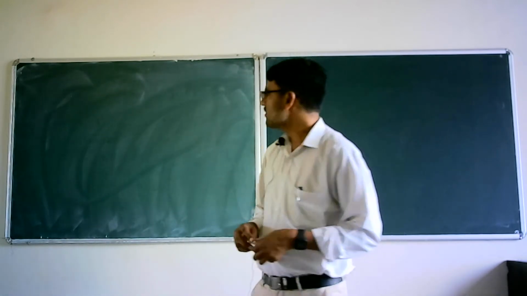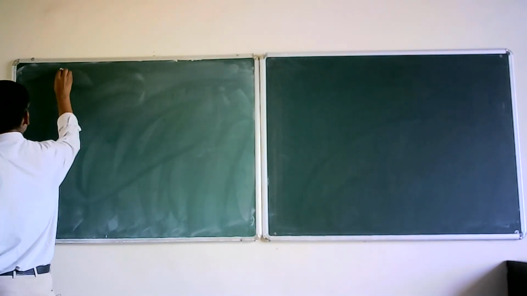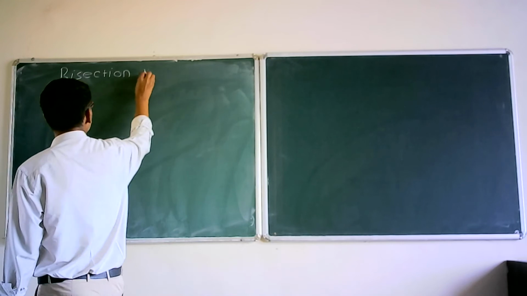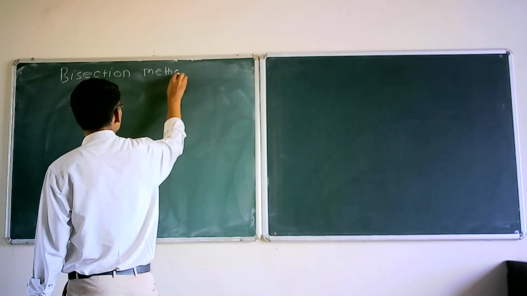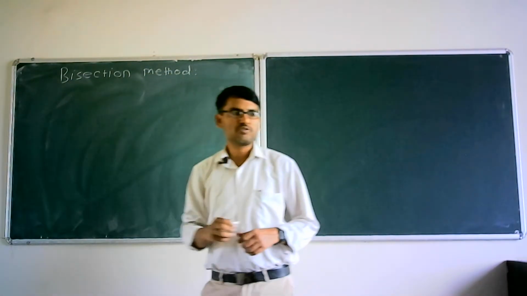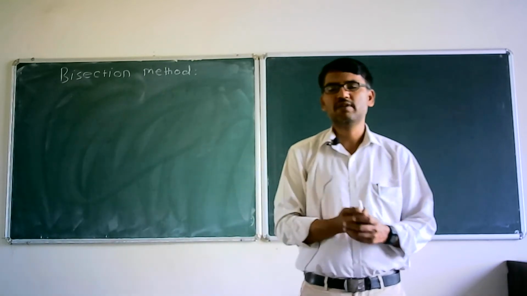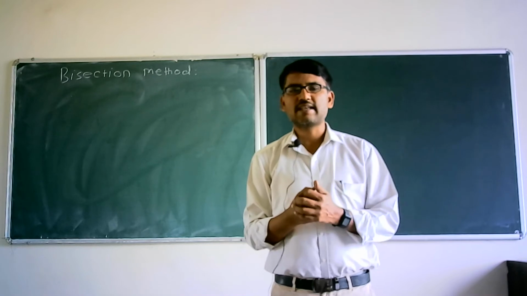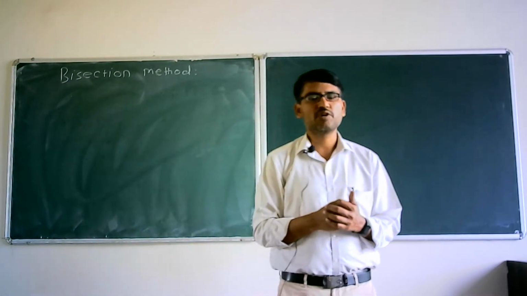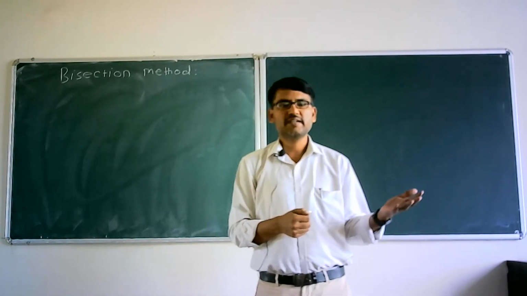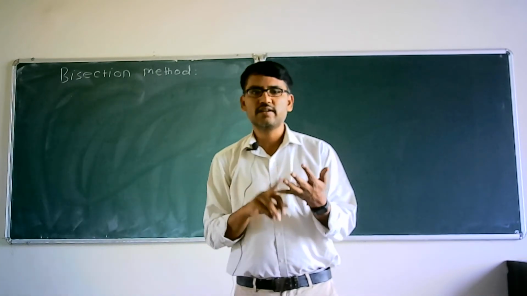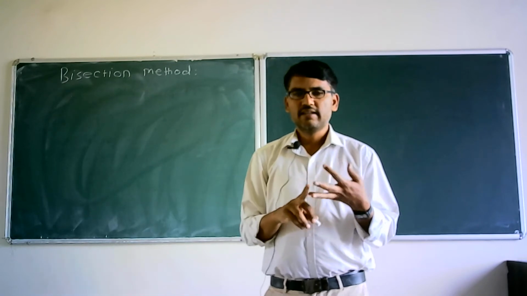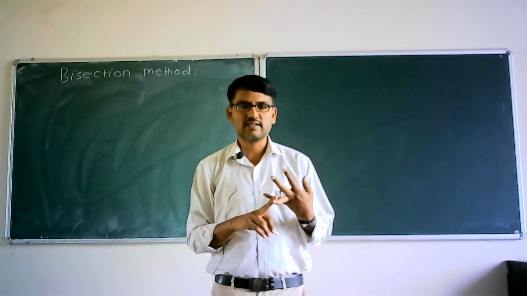Here we want to start the bisection method. This method is used to determine or to locate the root of a given function f of x. F of x may be a polynomial or a transcendental function. Already I have told you what is meant by transcendental function. If it contains a trigonometric function, exponential function, logarithmic function, or inverse function, then such a function is called a transcendental function.